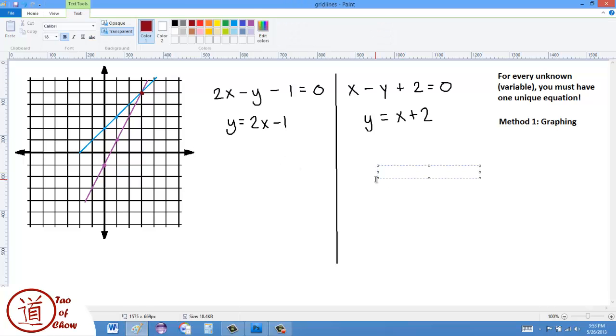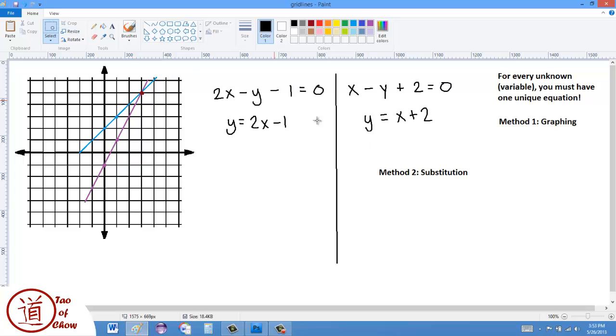The second method is called method 2, substitution. With substitution, what we do is express one variable in terms of the other, and then substitute it into the other equation. So we won't need this here.